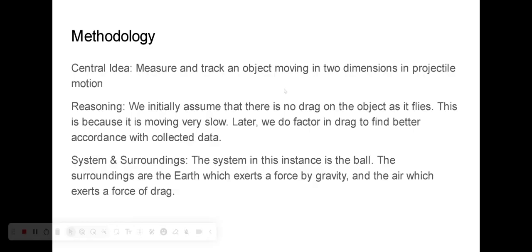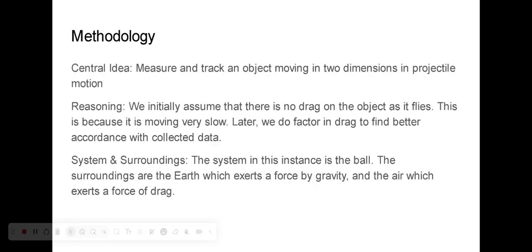Methodology. So the central idea for this lab was to measure and track an object moving in 2 dimensions in projectile motion. We initially assumed there's no drag, but we also did calculate that later. That was done through the B constant, which was a coefficient that would be plugged into the drag equation.